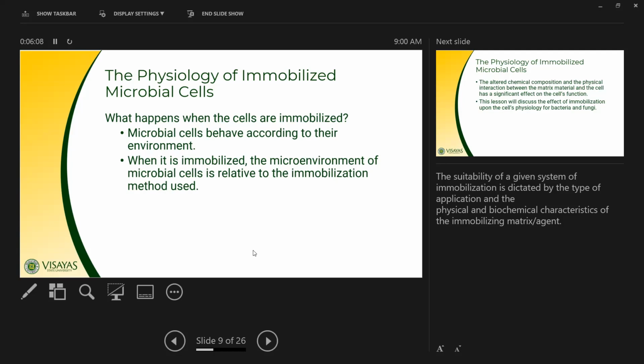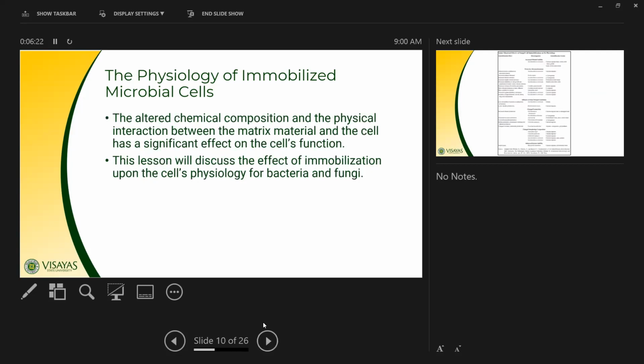Microbial cells behave according to their environment, right? So when it is immobilized, the microenvironment of microbial cells is relative to the immobilization method used. The altered chemical composition and the physical interaction between the matrix material and the cell has a significant effect on the cell's function. Imagine, class, the interaction between the matrix material and the cell wall. This lesson will discuss the effect of immobilization upon the cell's physiology for bacteria and fungi.